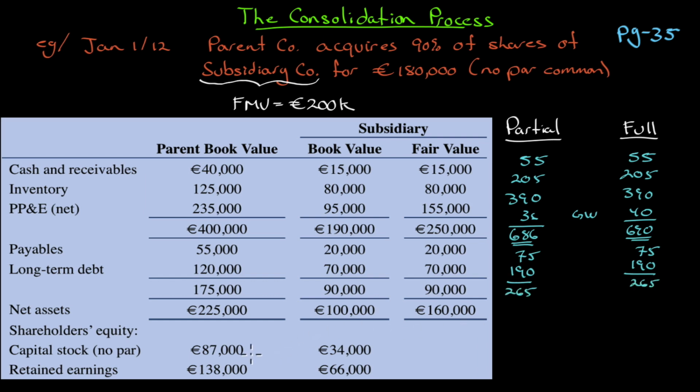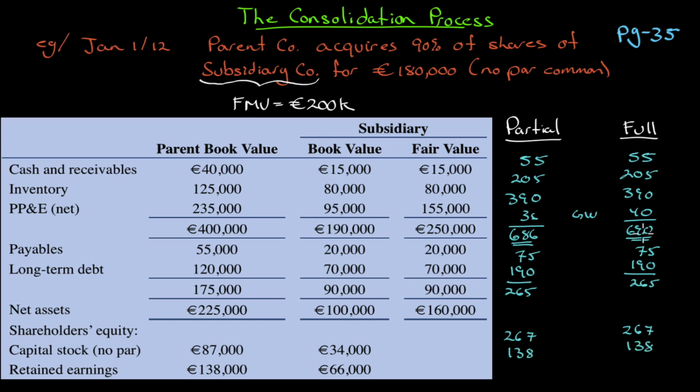Now we will do our capital stock. We have 87, but we spent 180. We acquired 90% of the shares of subsidiary for 180. We're using no par common stock. So the 180 adds to the 87. We'll get 267 in both cases. And we keep the same retained earnings in both cases, 138.